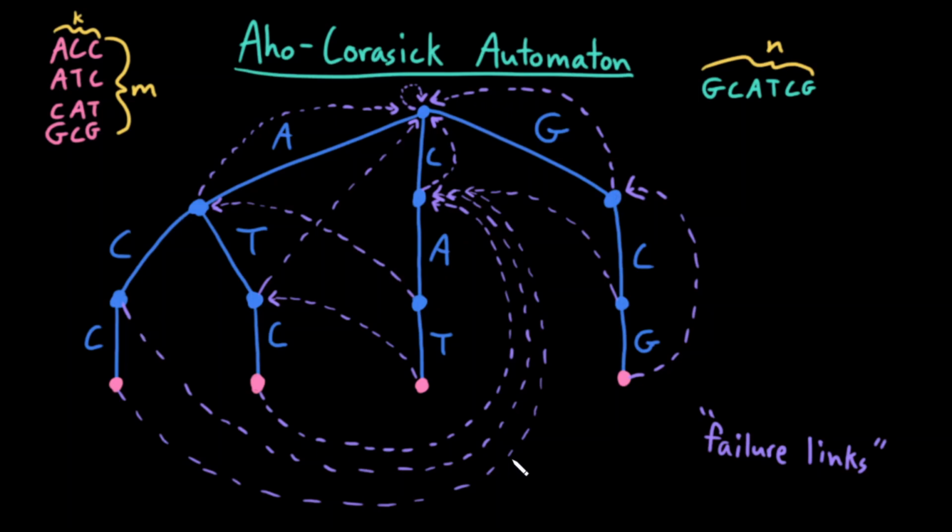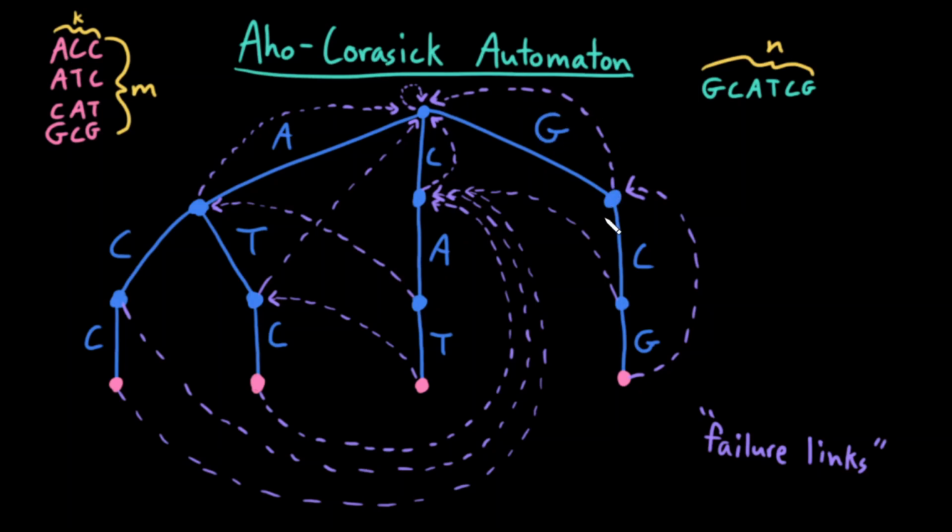So over here, I'm showing the Aho-Corasick Automaton corresponding to this database of short strings. It might look a little daunting at first, but let's break it down. First, completely ignore the purple stuff. Only look at the blue solid lines. The blue solid lines are exactly the multi-way trie constructed from these sequences. ACC, I go ACC. ATC, I go ATC. CAT, I go CAT. GCG, I go GCG. So the first step is to construct a multi-way trie, exactly like a normal, regular multi-way trie, from my database.